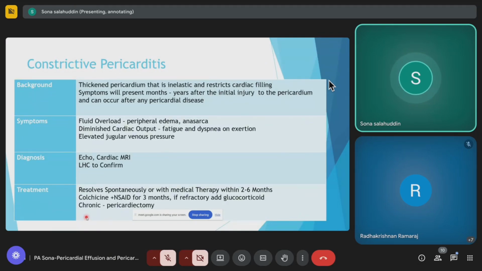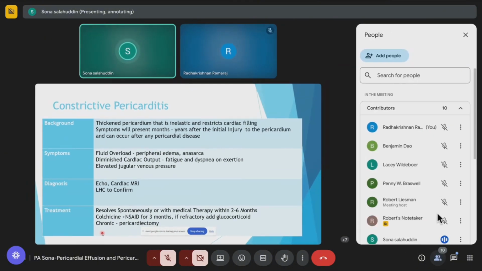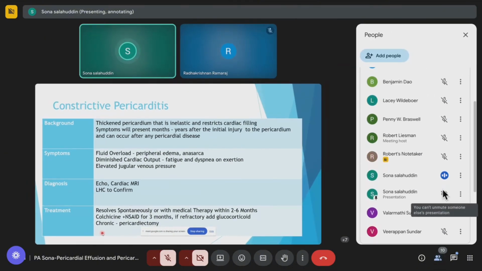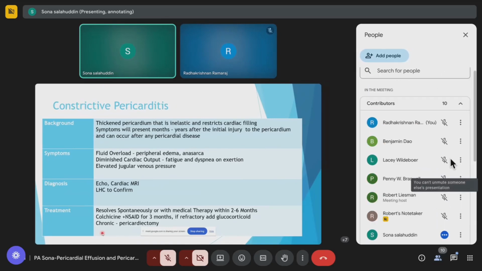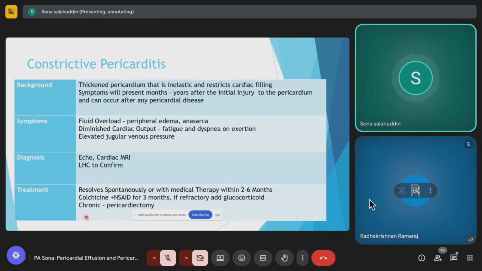Constrictive pericarditis is when the pericardium is thickened and inelastic. It restricts cardiac filling. Symptoms will usually present months to years after the initial injury, and can occur after any pericardial disease. The symptoms include peripheral edema or just overall generalized edema due to fluid overload, and then diminished cardiac output will result in fatigue and shortness of breath, elevated JVP.